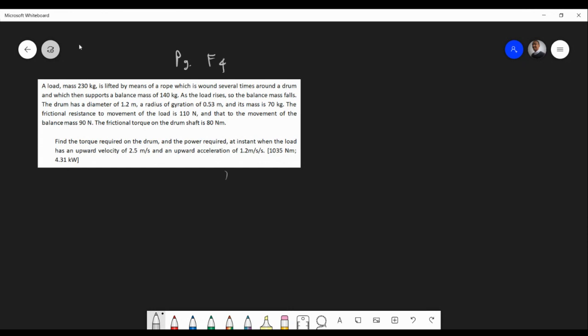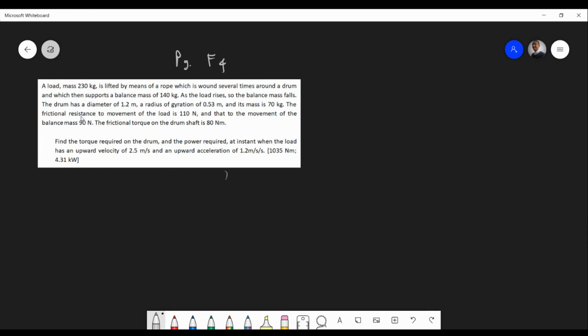A load of 230 kilograms is lifted by means of a rope, which is wound several times around the drum, which supports a balance mass of 140 kilograms. As the load rises, the balance mass falls. The drum has a diameter of 1.2 meters and a radius of gyration of 0.53 meters. When we hear that, we know we have to find the rotational inertia of the drum, and its mass is 70 kilograms, right?